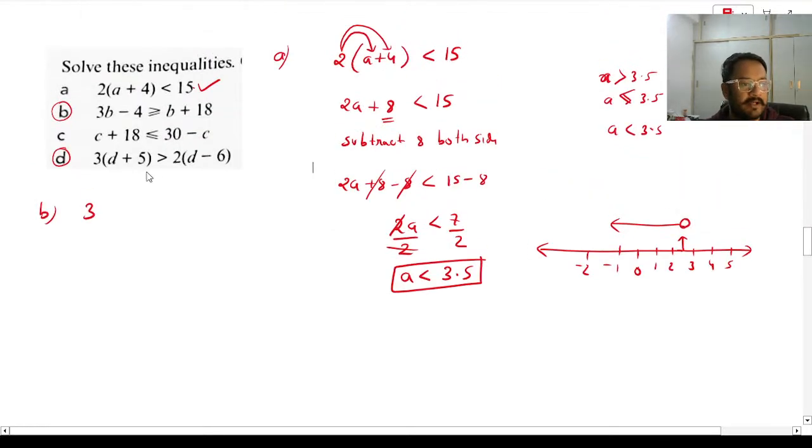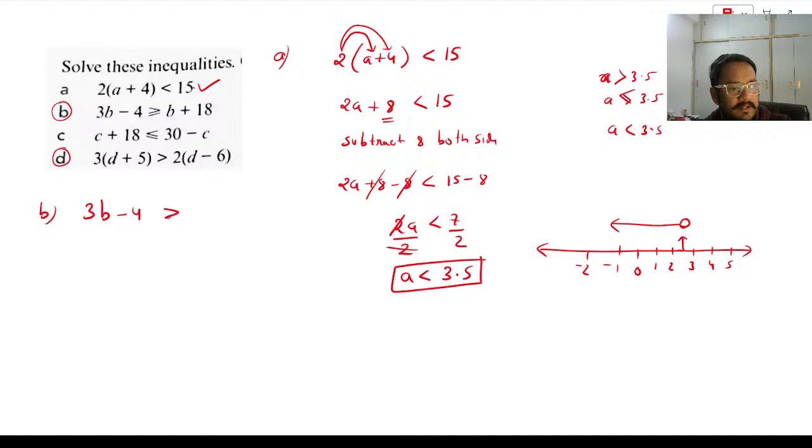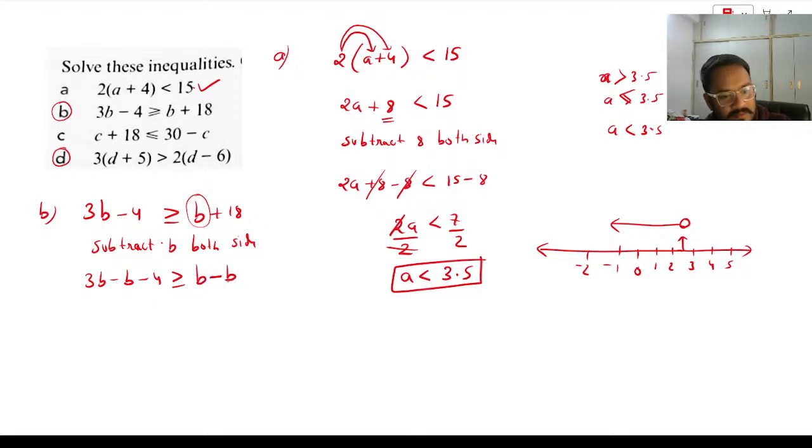Okay, so B part I'm doing it here. 3b minus 4 is greater than or equal to b plus 18, right? So what I can do is eliminate this b. If I want to eliminate this b, I will subtract b both sides. So it will be 3b minus 4 greater than or equal to b minus b plus 18. The b and b I can subtract here, and 3b minus b is 2b. 2b minus 4 is greater than or equal to 18.